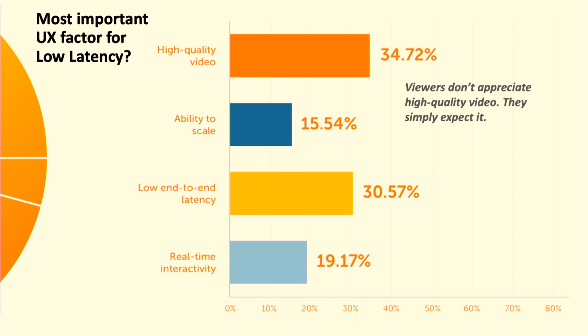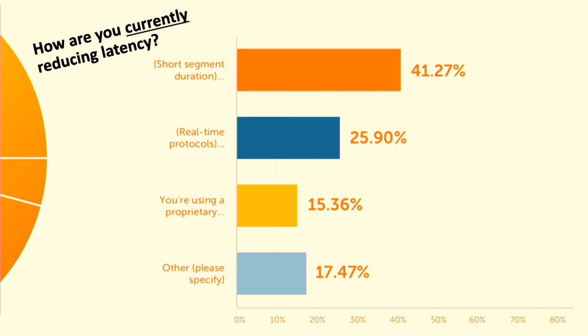Real-time interactivity. How are they currently doing it today? Most people are doing it by cheating. I like to call it cheating, but I say that objectively, watching those quick 1 second segments. That's how most people are doing it today. There's also real-time protocols. People are still using RTMP. People are still using RTSP, which is super fast. It's not chunk-based. It's just straight, good old-fashioned streaming.